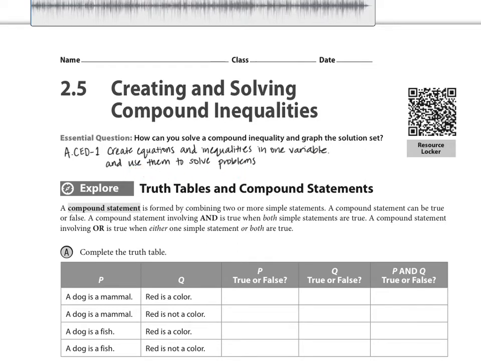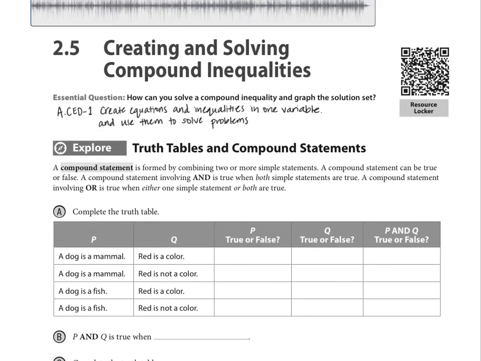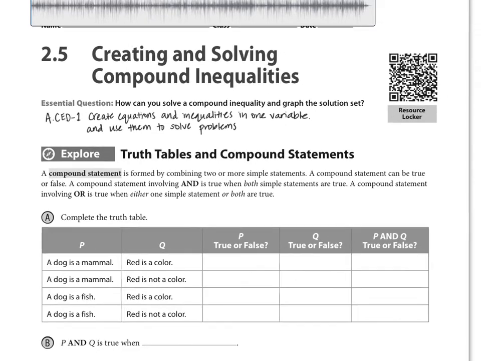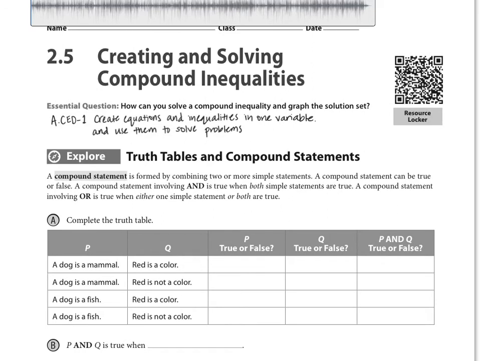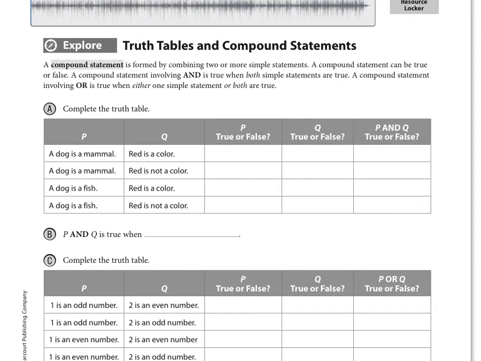So, the first thing that we need to think about here is what is a compound inequality? Well, we have a definition of a compound statement, and that is a statement that's formed by combining two or more simple statements. And by statement, we mean things like inequalities or equations. So if you look at this table below here, this is going to be important in how we combine our statements.